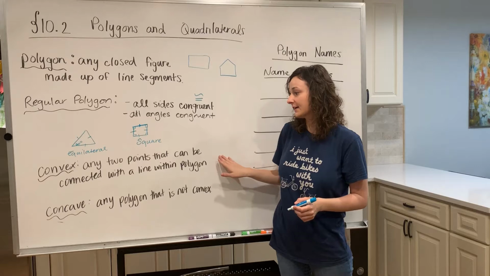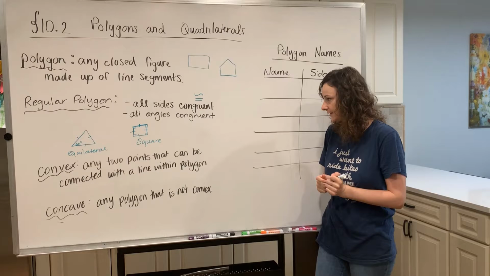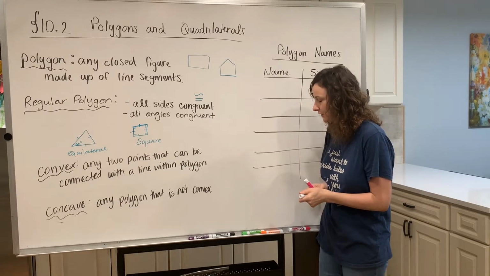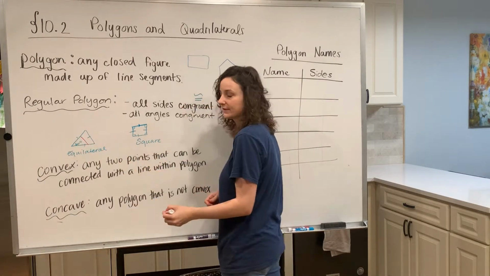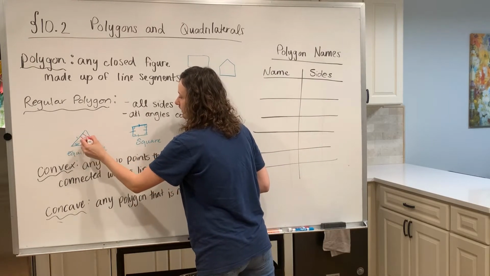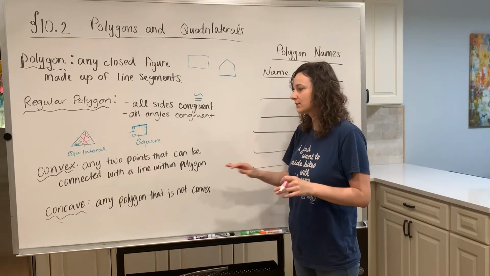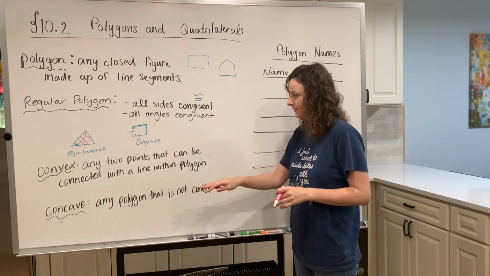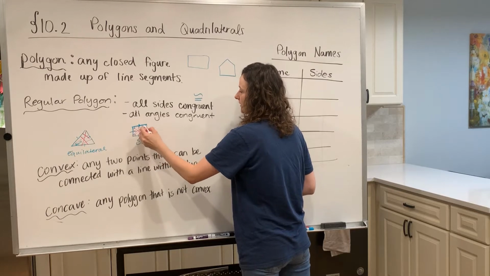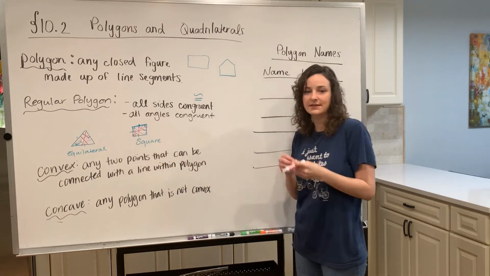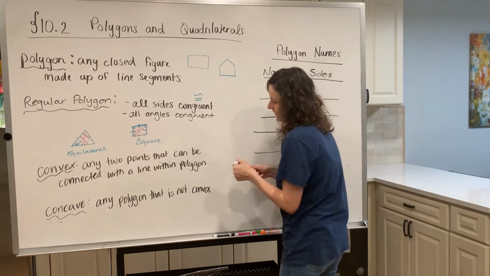Furthermore, polygons can be convex if any 2 points can be connected with a line within the polygon. So I can do a few examples here. Look at this equilateral triangle. If I draw a line from one point to another point anywhere within my polygon, that line will always be inside the polygon. So it is a convex shape. A square, again, if you draw a line anywhere within this square, the line will still be contained within that square. Let's look at an example where it would not.